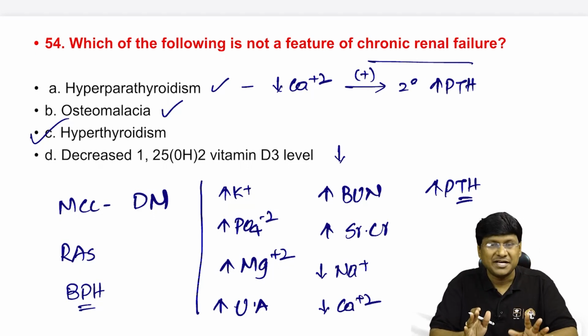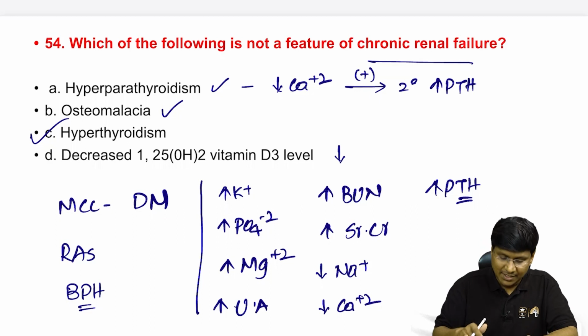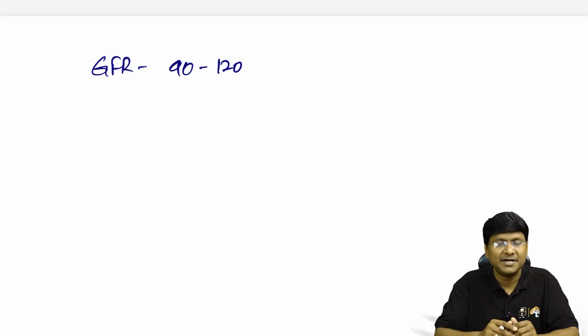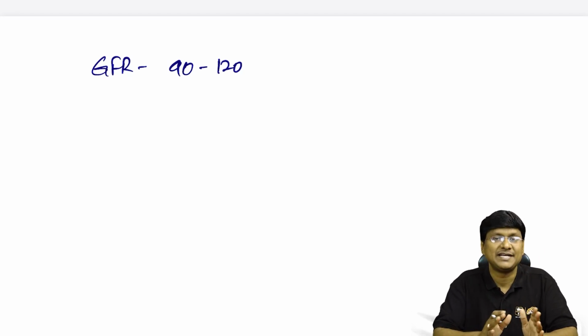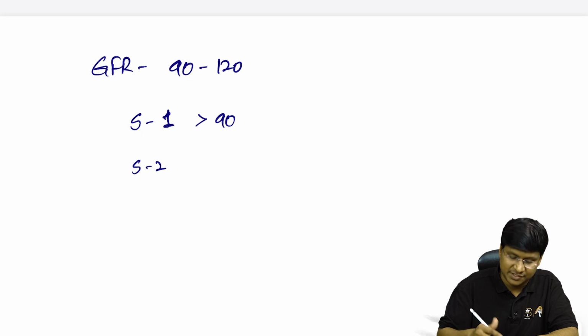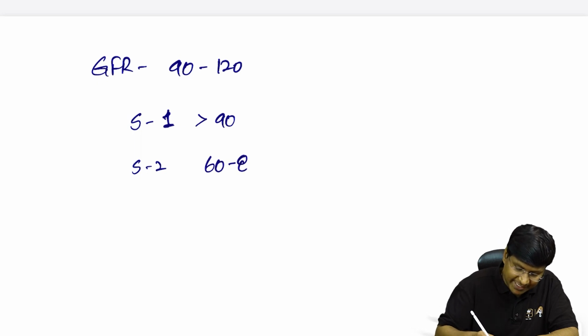And in patients with chronic renal failure, you will be able to assess the severity by the GFR. Now, based on the GFR, how much is the normal GFR value? That is 90 to 120 ml per minute per 1.73 meter square. That is a normal GFR. And in stage 1, how much will be the GFR? In stage 1, the GFR is more than 90. Whereas in stage 2, the GFR is reduced, that is 60 to 89.